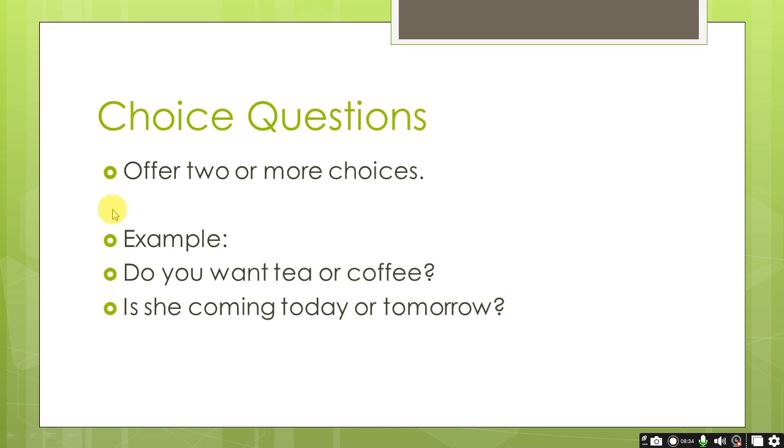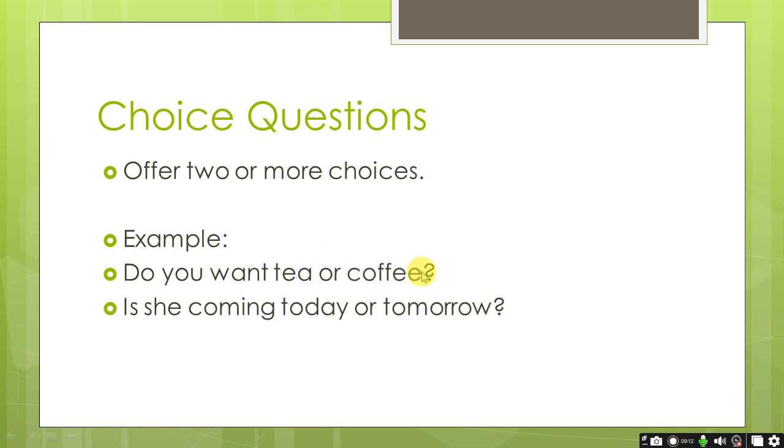We also have these choice questions. These choice questions offer two or more choices, two or more options. Example, do you want tea or coffee? Remember, this is not a no and yes question. Why? Because if it were a yes and no question, we couldn't put this or.